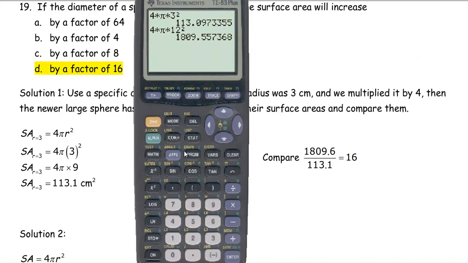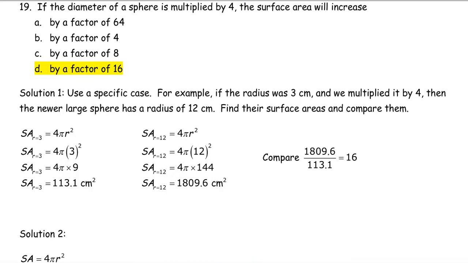So we're going to divide the 1809.6 by the 113.1. 1809.6 divided by 113.1 works out to 16. So that means that the larger sphere has a surface area 16 times bigger than the smaller one. So to complete the sentence, the surface area will increase by a factor of 16 because this number is 16 times bigger than this number.